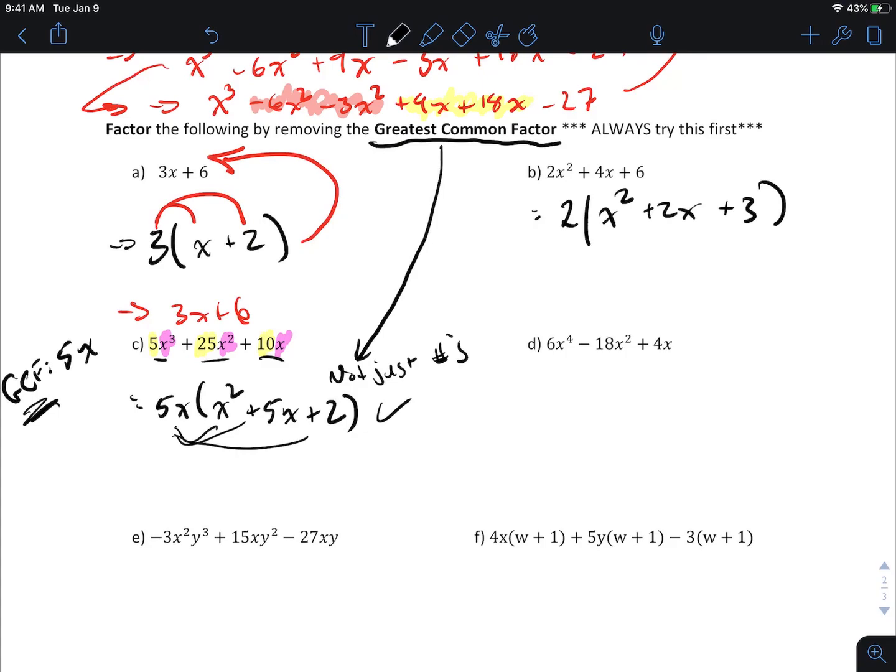It's always good to check because as these things start to get more complicated, particularly E, right? We start mixing multiple variables and sometimes numbers that don't go into all of them or whatever, right?